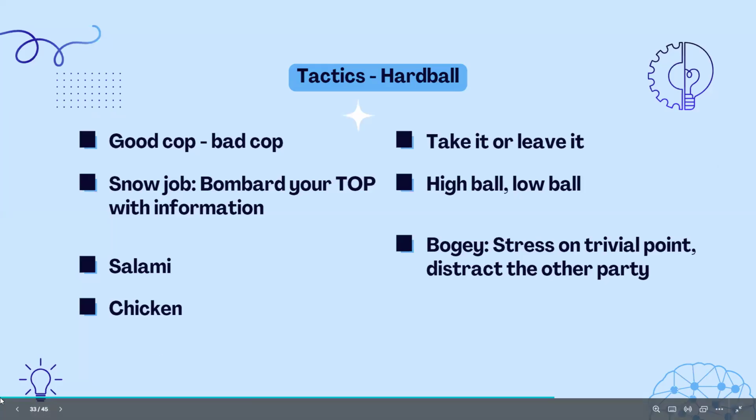With push, we may use some hardball tactics. Hardball is another synonym for tactical ploy or tactics. We may see some very common tactics like good cop, bad cop, take it or leave it, snow job, highball-lowball, salami, or bogey. They are the tactics that you may use to gain some advantage during the negotiation.